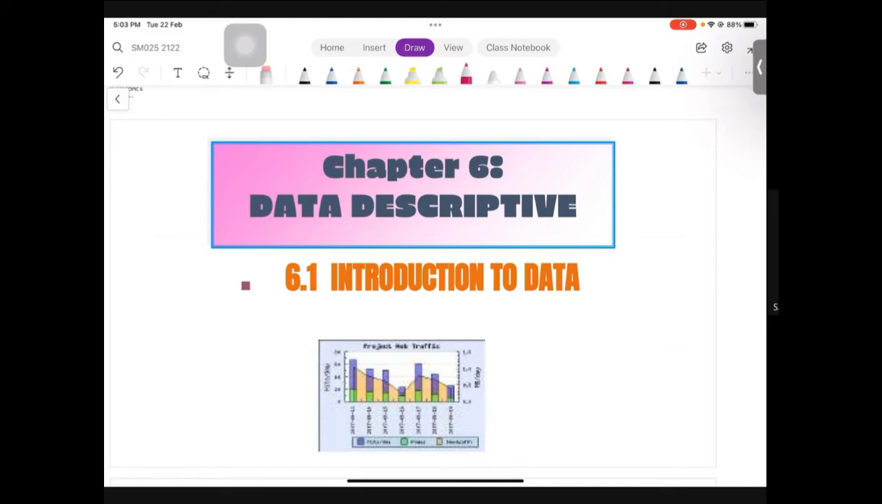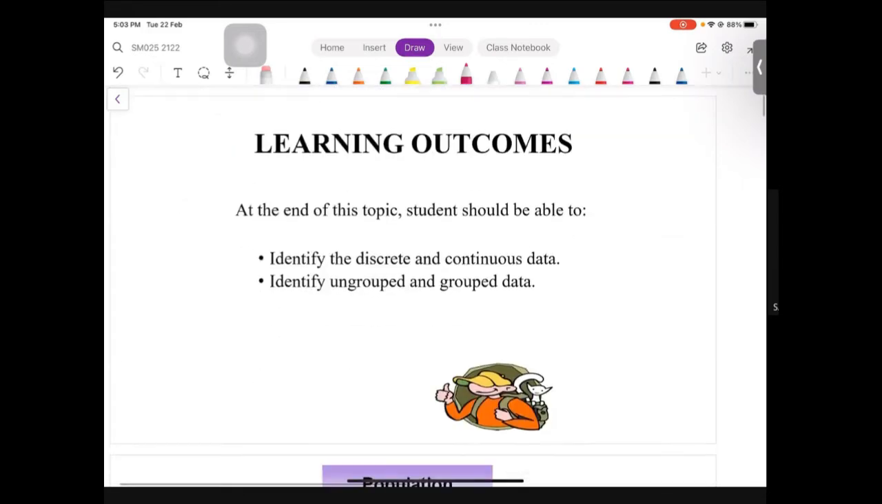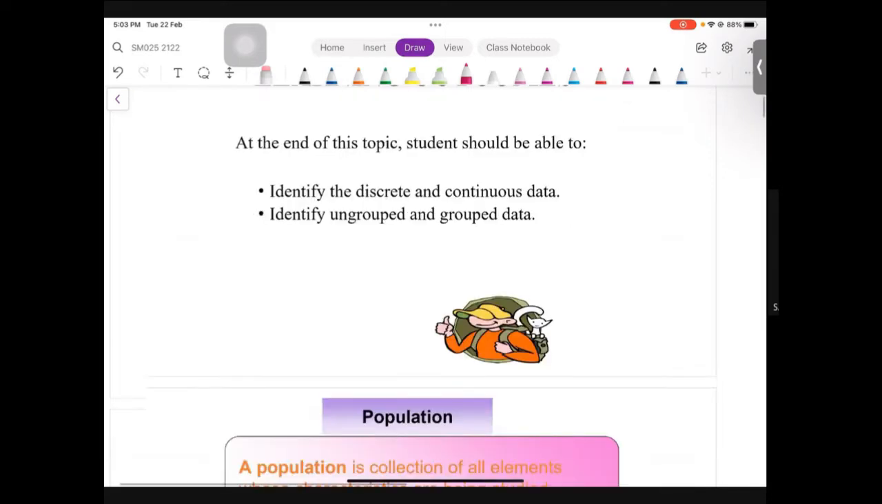In this video, we will discuss 6.1 Introduction to Data. It's basically about identifying discrete and continuous data. The next one would be identifying ungrouped and grouped data. After that, we will learn how to start with the stem and leaf diagram.